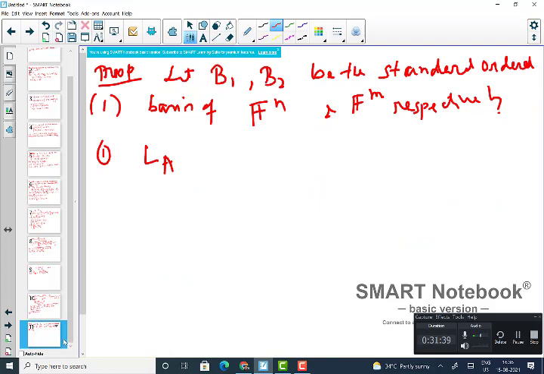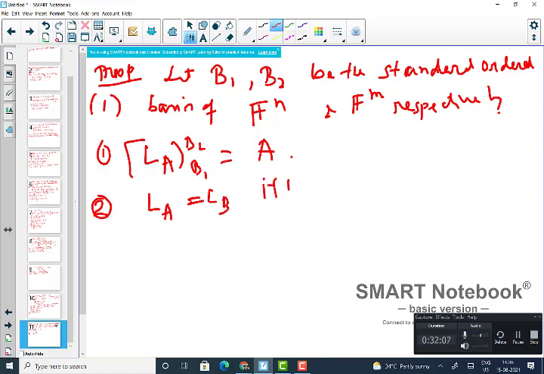Now with respect to these two bases, beta 1 and beta 2, you check that the matrix combination of that will be exactly A. And this is the first property. The second property is what? If you define two such left multiplication transformation maps, LA and LB, and you see that these maps are the same, then this is true if and only if A equals B.